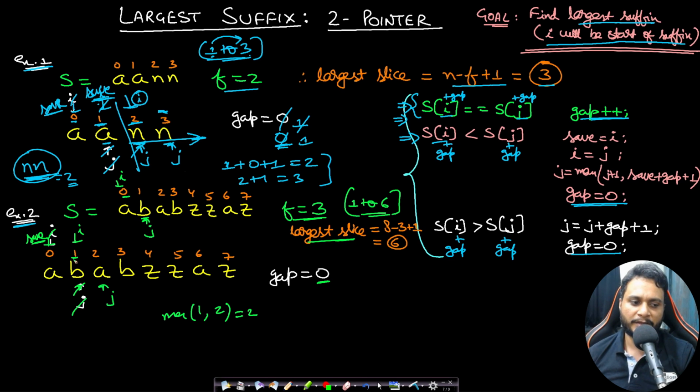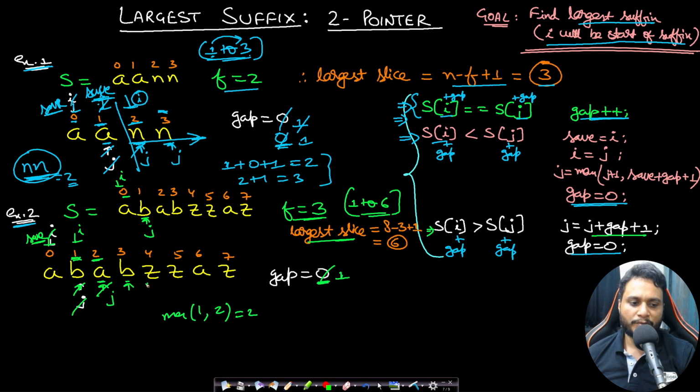Okay, and now again compare. Now b is greater than a. So this third case is hitting, right? I plus gap is greater than j plus gap. So j will be reset to j plus 1. That means you can say j plus gap plus 1. And the gap will be reset to 0. Again compare b with b. They are matching. So gap will become 1.